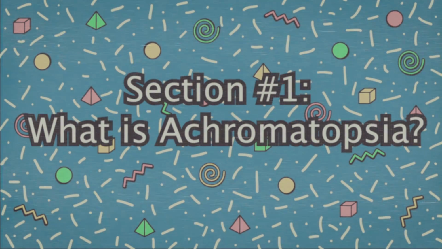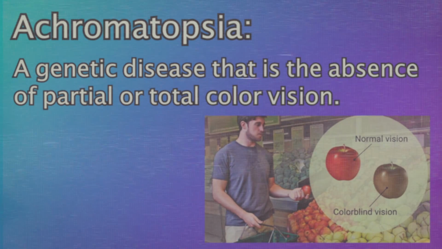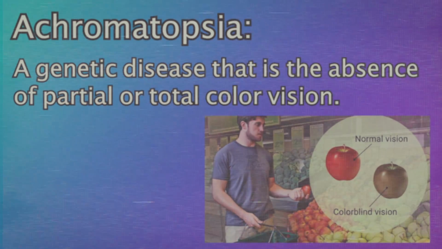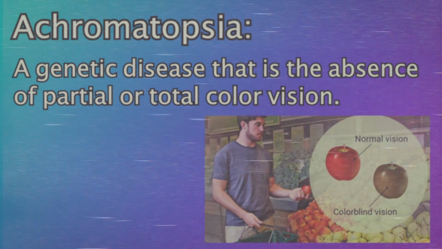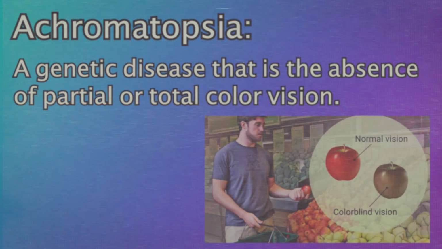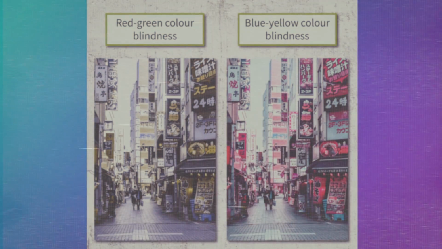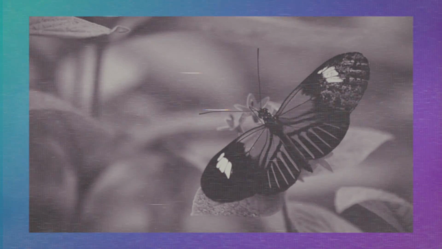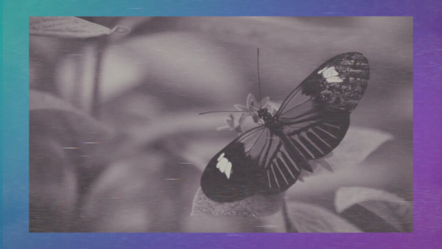Section 1. What is achromatopsia? Achromatopsia is a genetic disease that is the absence of partial or total color vision. In simpler terms, achromatopsia is color blindness. In the partial form, people with this disease only see certain colors but not every color. With complete achromatopsia, people cannot see any color at all and can only see shades of gray, white, and black.